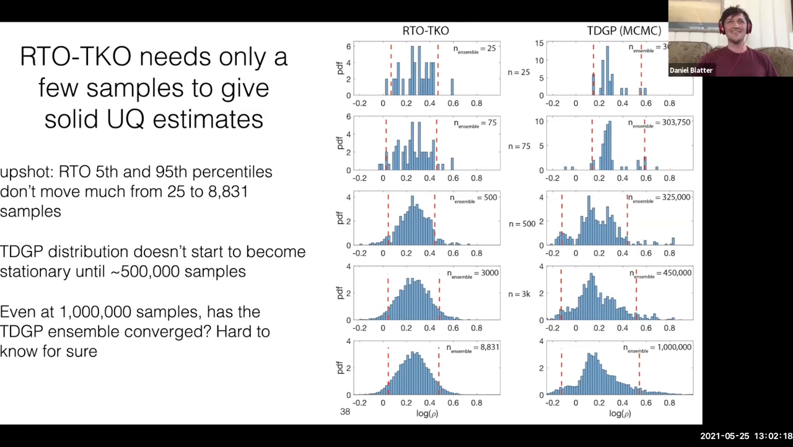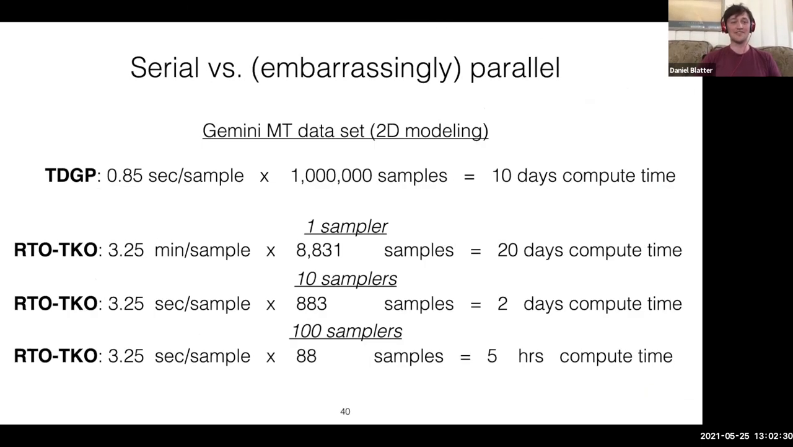MCMC is going to be even more expensive and more time consuming than RTO. From experience, having used MCMC a lot, for 2D problems, for example, here's just the data for TDGP. If it takes 10 days for TDGP to invert a relatively sparse 2D model, it's going to take you months and months to use MCMC to invert very large problems. So yeah, RTO TKL may struggle to be efficient on large problems in practice, especially if they're very large problems with millions of model parameters. But it's going to be faster than MCMC. I can almost guarantee you that.